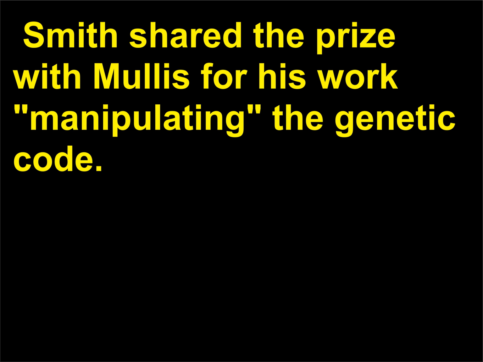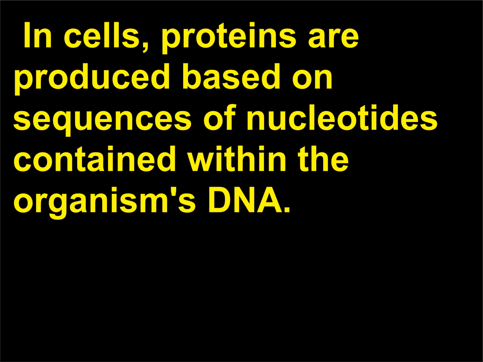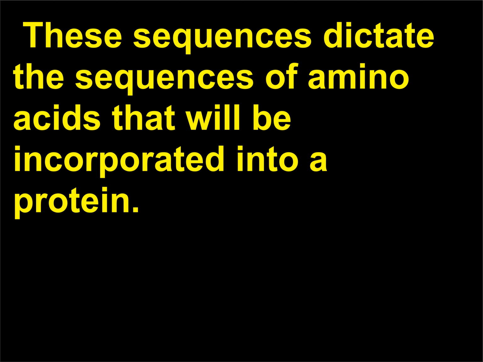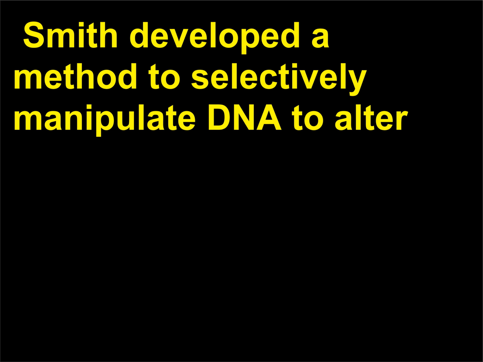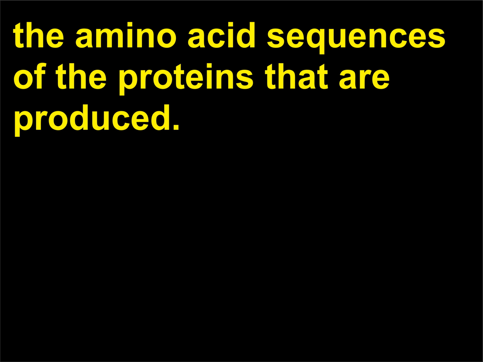Smith shared the prize with Mullis for his work manipulating the genetic code. In cells, proteins are produced based on sequences of nucleotides contained within the organism's DNA. These sequences dictate the sequences of amino acids that will be incorporated into a protein. Smith developed a method to selectively manipulate DNA to alter the amino acid sequences of the proteins that are produced.